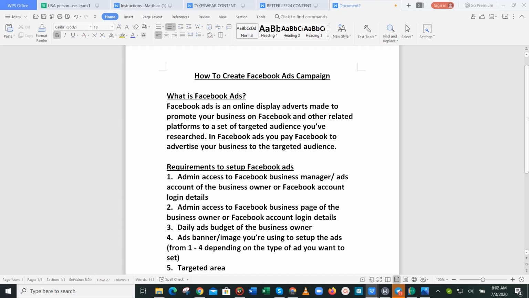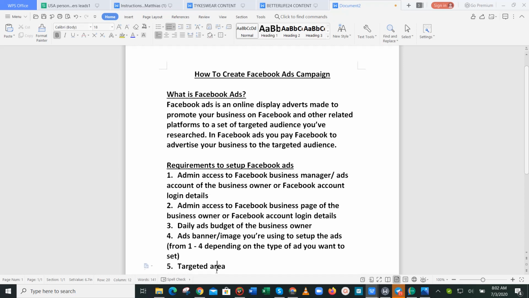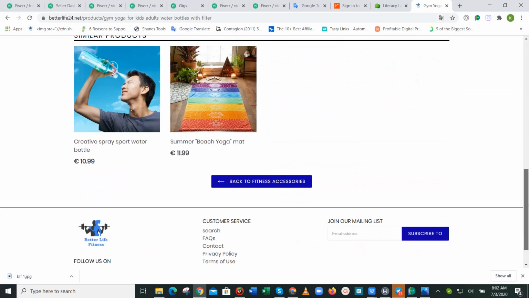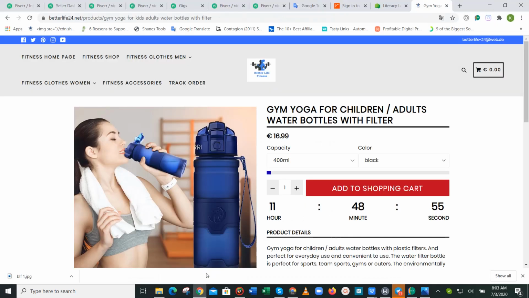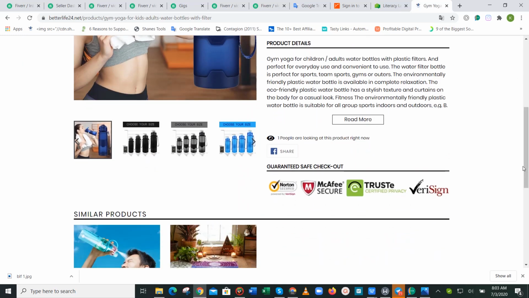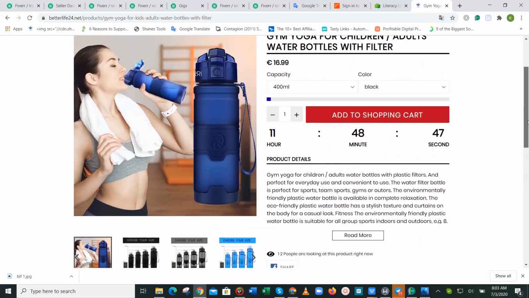So it is now saying, to the set of targeted audience, you have known the audience that you want to target. Maybe you want to target people in USA, you want to target people in Germany who will be interested in buying the product. For example, this person is selling fitness accessories and fitness wear. So it will be good for us to target people in the fitness niche, people who will be interested in fitness. And the store is from Germany, and the buyer also wants to target USA as well. So I would like to target USA and Germany, or I can target Germany only.